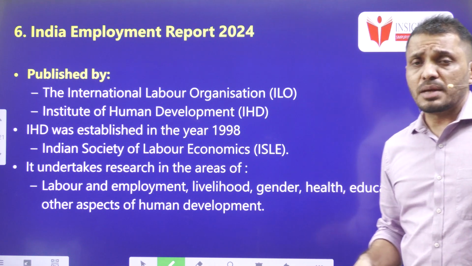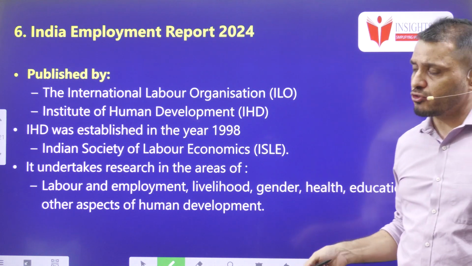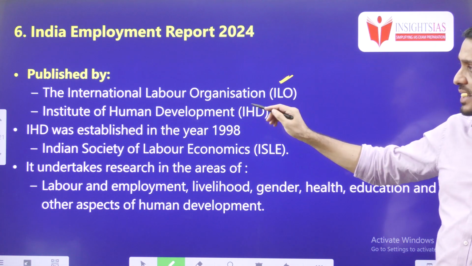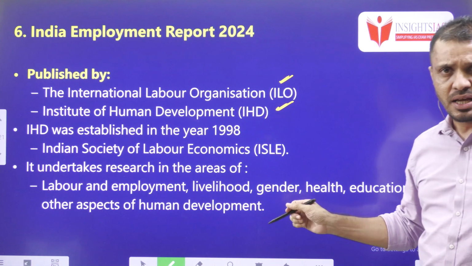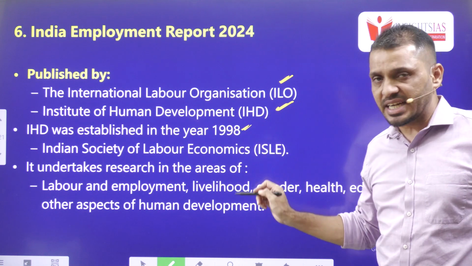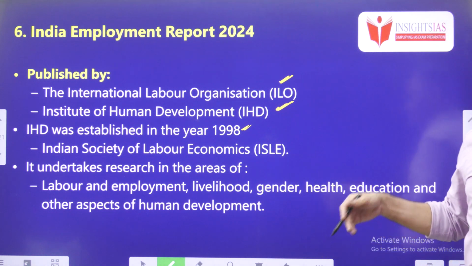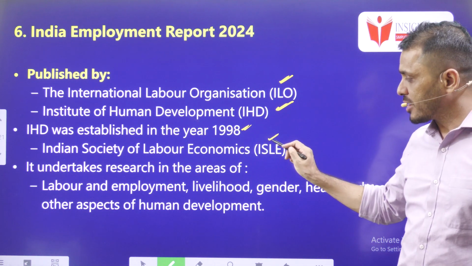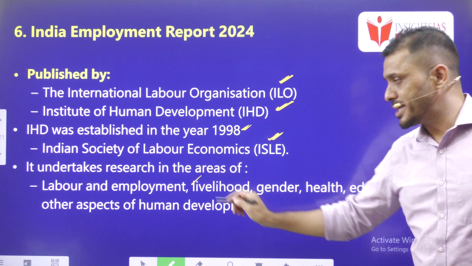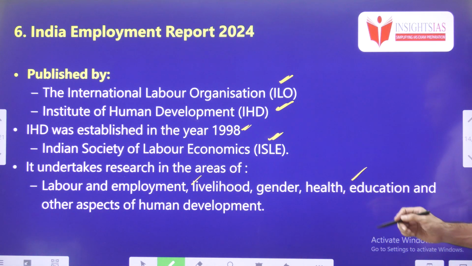Next, report number 6, India Employment Report 2024. This report is released by the International Labour Organization, ILO, and the Institute of Human Development. Actually, this IHD is related to India. It was established in the year 1998. It works under the supervision of the Indian Society of Labour Economics. Generally, it conducts research in the areas of labour, employment, livelihood, gender, health and education.